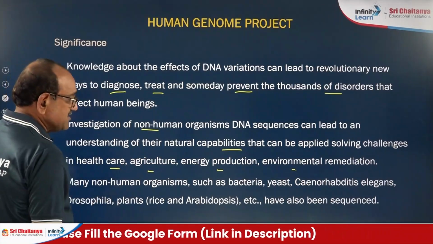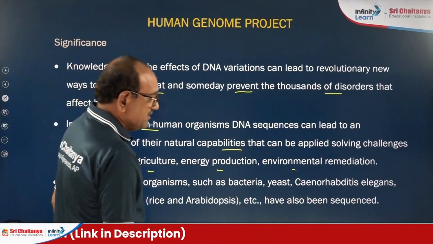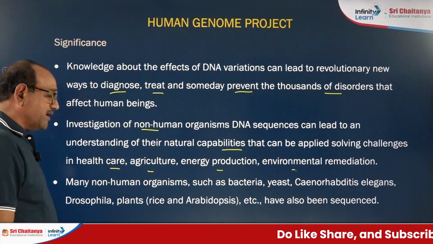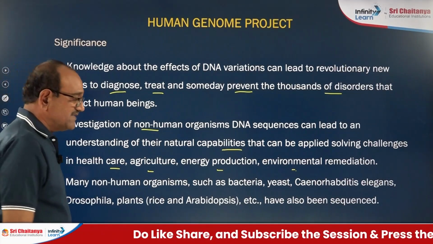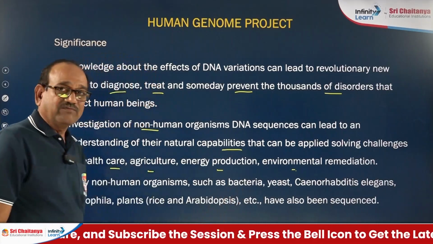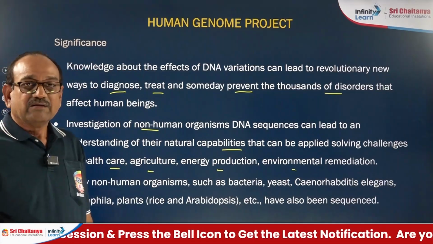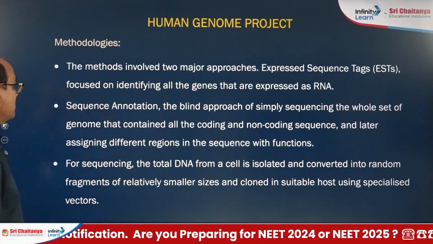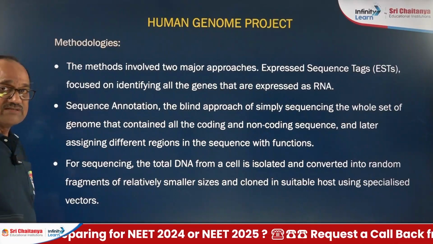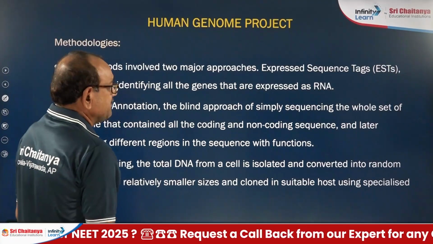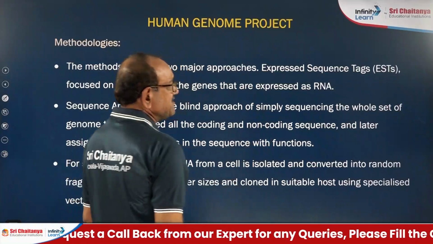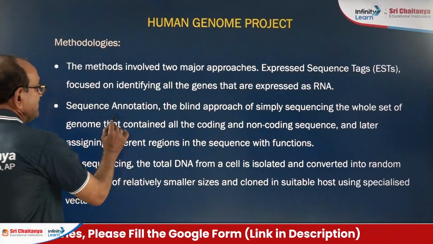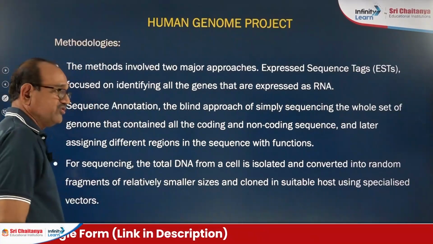Many non-human organisms such as bacteria, yeast, Caenorhabditis elegans, Drosophila, and the plants rice and Arabidopsis have also been sequenced, especially to understand the evolutionary aspects. These are some important aspects. Now come to the methodologies. The methods involve two major approaches. ESTs, expressed sequence tags, is the first method, and the second method is sequence annotation. It's a blind approach.